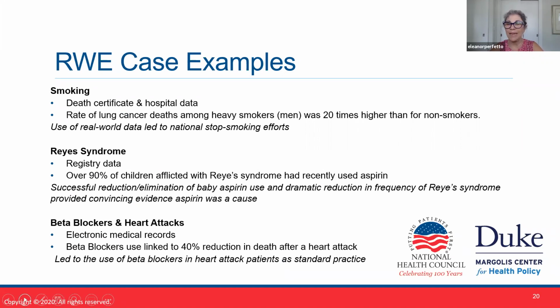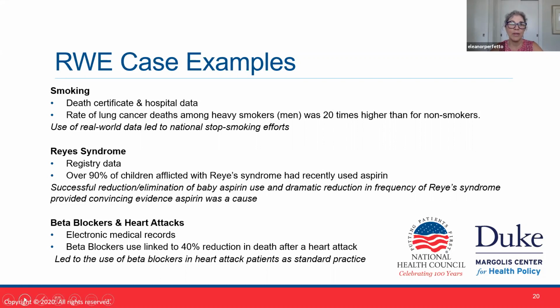Many years ago, probably almost 50 or 60 years ago now, we were learning a lot about the health effects of smoking. A lot of that data came from things like death certificates and hospital data, where the rate of lung cancer deaths was identified among heavy smokers, predominantly men, and it was found that it was 20 times higher than for non-smokers. So that was use of real-world data that led to national stop smoking efforts. There were no randomized controlled trials. It was observational data that was used.